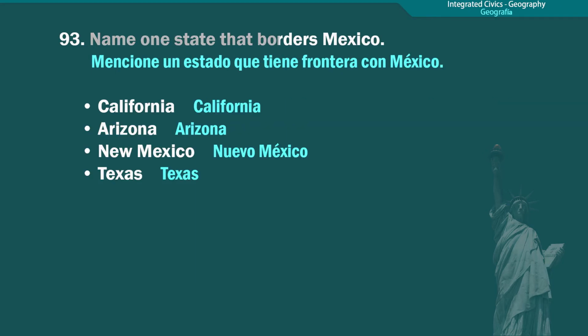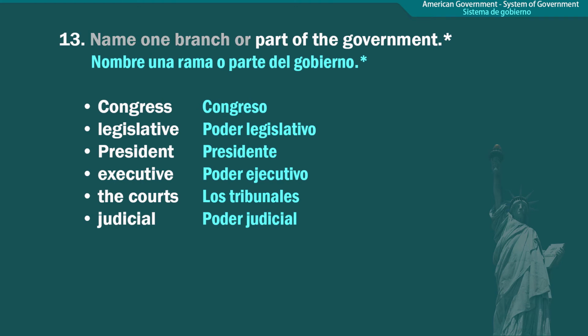Name one state that borders Mexico. California, Arizona, New Mexico, Texas. Name one branch or part of the government. Congress, legislative, president, executive, the courts, judicial.